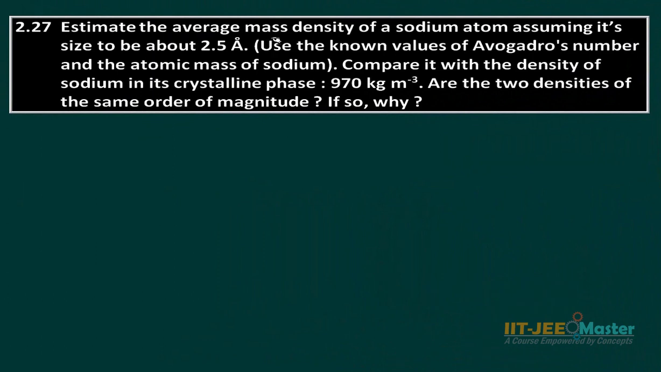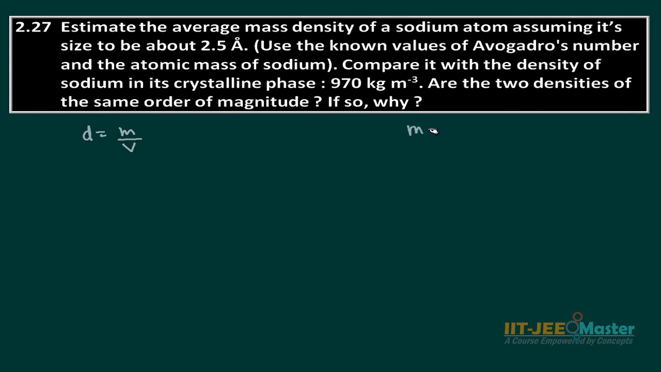Estimate the average mass density of a sodium atom, assuming its size to be about 2.5 angstrom. Use the known values of the Avogadro number and the atomic mass of sodium. Compare it with the density of sodium in its crystalline phase, which is equal to 970 kilogram per meter cube. Are the two densities of the same order of magnitude? If so, why? According to this, we have to find the density, mass by volume, of a sodium atom.